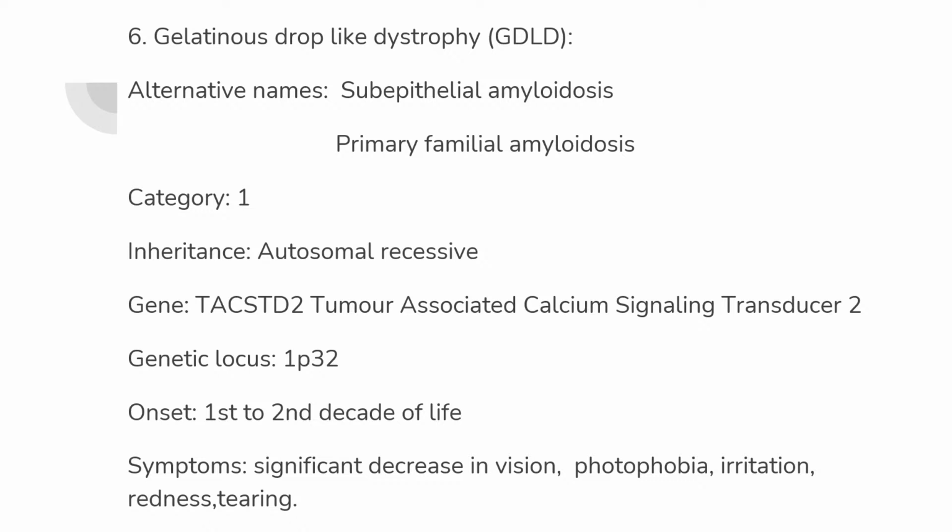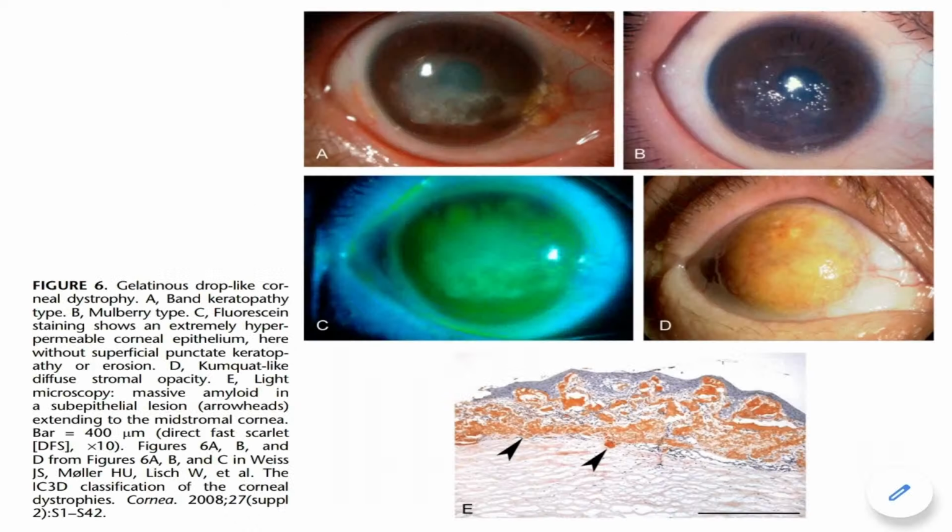Gelatinous drop-like dystrophy. Alternative names are subepithelial amyloidosis or primary familial amyloidosis. It belongs to category 1, that is, the gene is known and the genetic locus is known. The gene is TACSTD2, tumor-associated calcium signal transducer 2. The genetic locus is 1p32 and the inheritance is autosomal recessive. The onset is in the first to second decade of life. Symptoms include significant decrease in vision, photophobia, irritation, redness, and tearing.